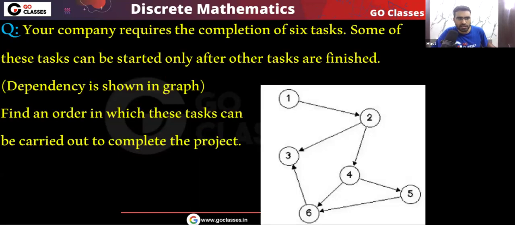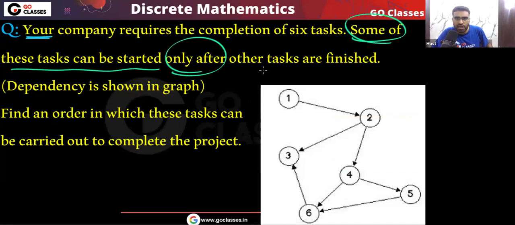Okay, let's move on. Let me give you another real life scenario. Your company requires you to do 6 tasks. There are a total of 6 tasks: 1, 2, 3, 4, 5, 6 on your screen. Now, some of these tasks can be started only after another task is finished. The question is saying some of these tasks can be started only after completing the other task.